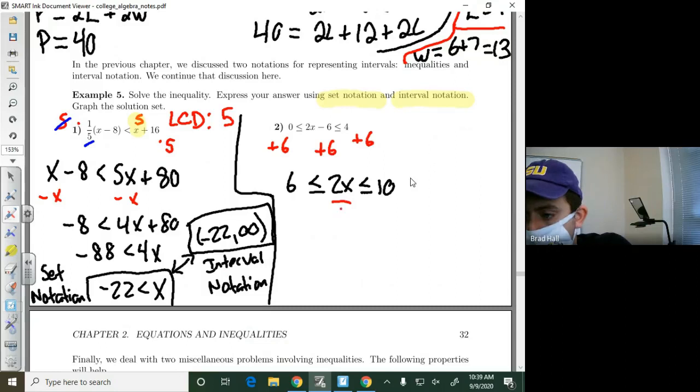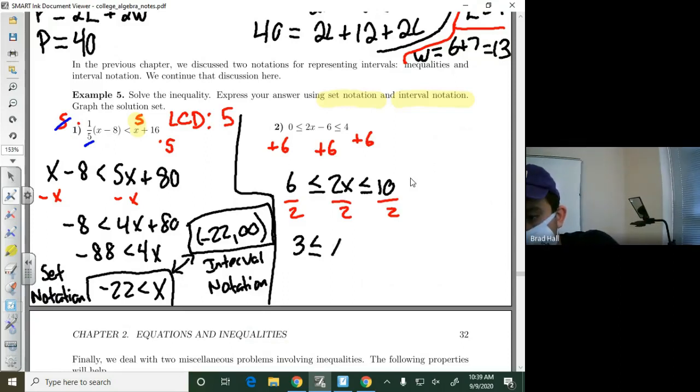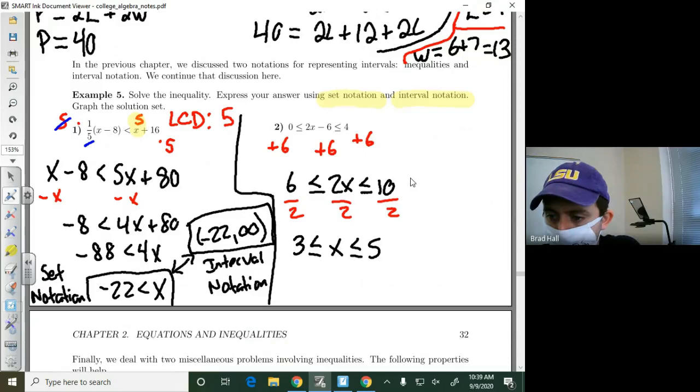Finally, by dividing by 2, you'd have to do that to all sides. 6 divided by 2 is 3, and 5. So this would be the set notation, because now x is solved for.